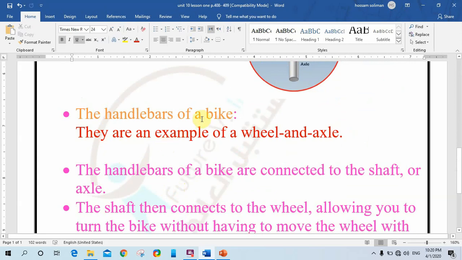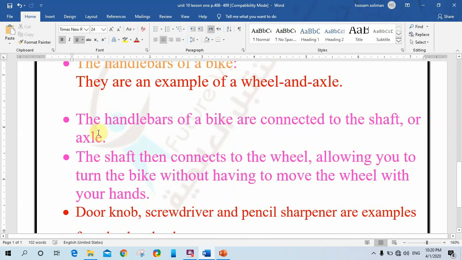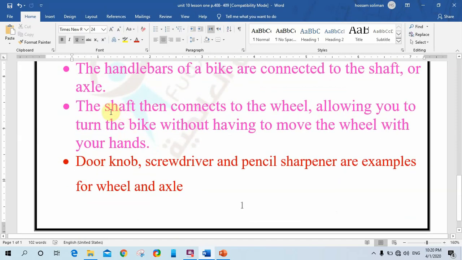The first example for wheel and axle is the handlebars of a bike. The handlebar of a bike is the bar you hold to ride the bicycle and to change its direction. So they are an example of a wheel and axle. The handlebars of a bike are connected to the shaft or the axle. So the handlebar is connected to the axle, and the axle or the shaft then connects to the wheel.